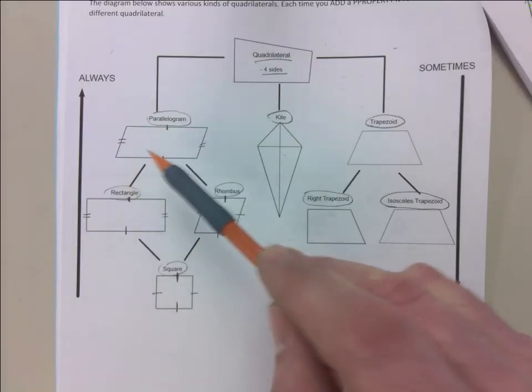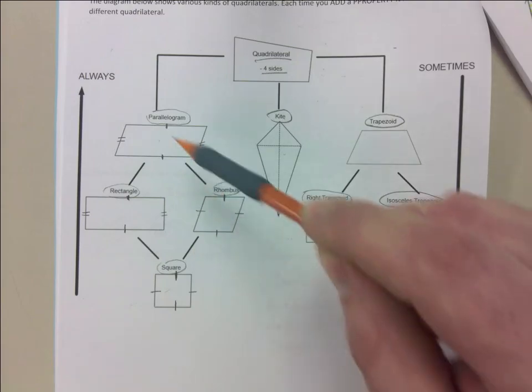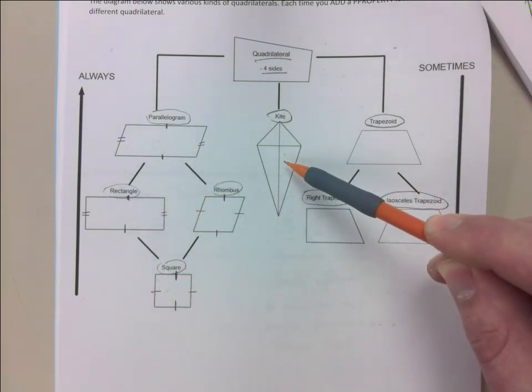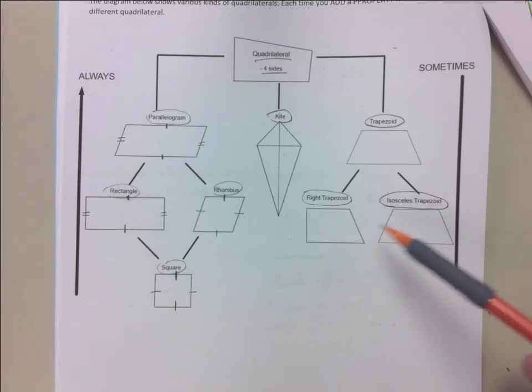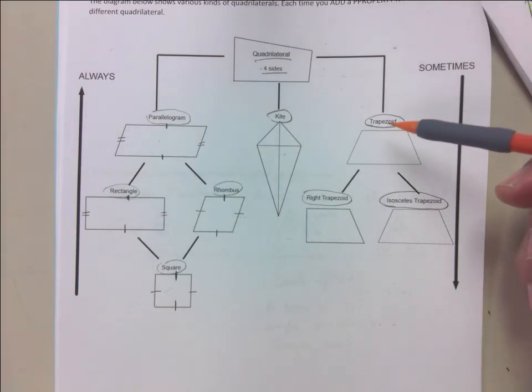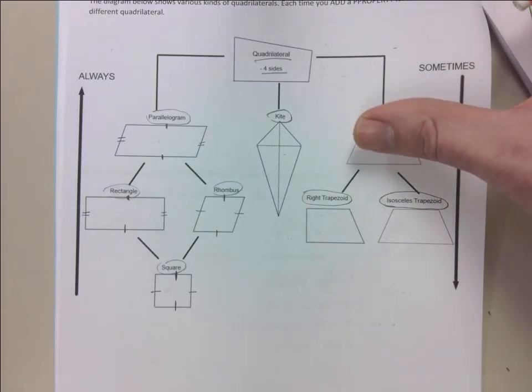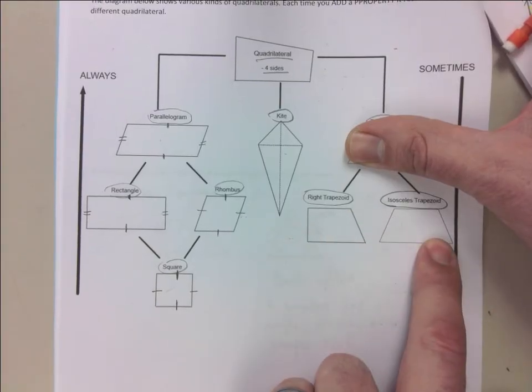So what are the 7? These 4 here are related. Then you've got your kite. That's 5. Right trapezoid, isosceles trapezoid. So these are your 7 right here. And you might say trapezoid is there by itself, Mr. Dirksen, isn't it 8? I would just say that these are trapezoids, but there are specific names for each one of those.